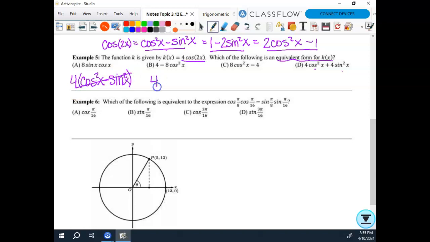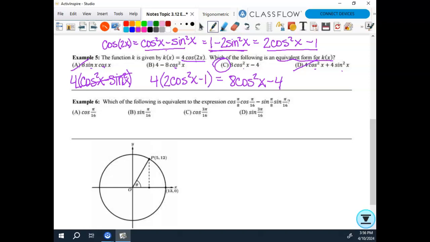Or I'm going to have 4 times, well, guess what? These have them multiplied. That doesn't make any sense, so I don't like that one. This has it added. I don't like that one. So these, I don't even have to try this one because these both have cosine in it. So if I multiply it by that, then that gives me 8 cosine squared x minus 4. And my answer is C. Okay.